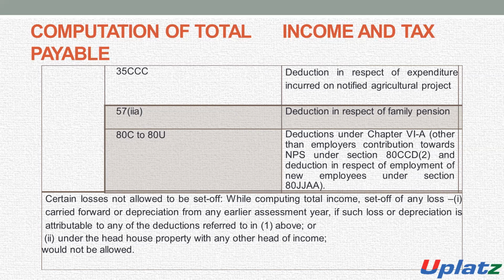Deduction under sections 80C to 80U. If there is any assessee who wants to apply the provision of section 115BAC, means the concessional rate of tax, then he will not be eligible to take the deduction under chapter VI-A. Under chapter VI-A, the deductions of 80C to 80U will not be available to such assessee. Means the deduction under chapter VI-A other than employer contribution toward the national pension scheme under section 80CCD and deduction in respect of employment of new employees under section 80JJAA is available. All other deductions are not available.